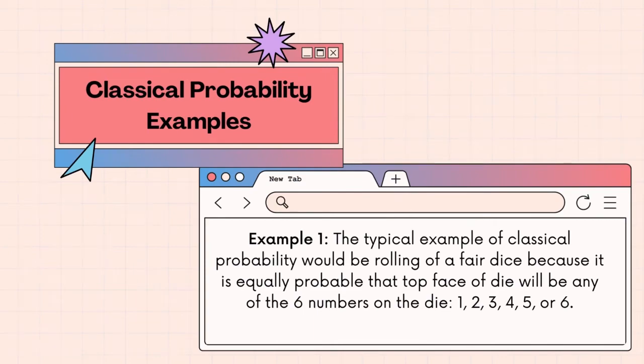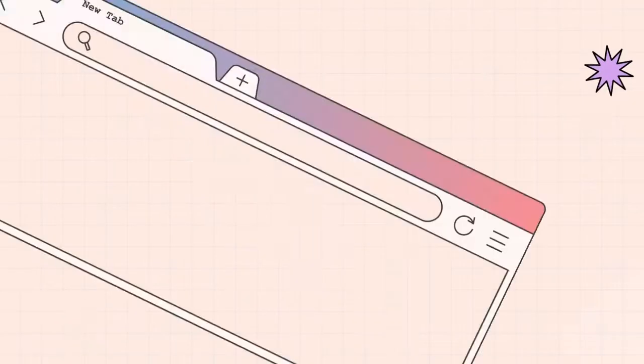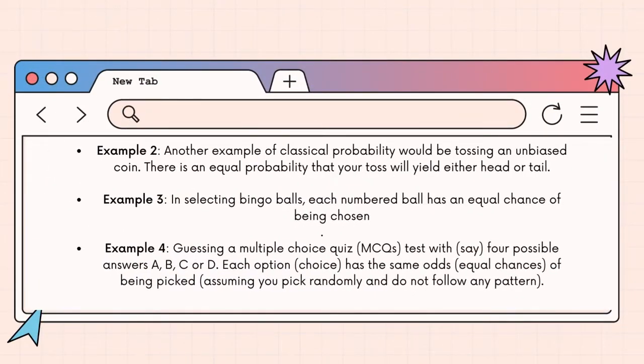And next is classical probability examples. For the first example, the typical example of classical probability would be rolling a fair die, because it is equally probable that the top face of the die will be any of the 6 numbers on the die: 1, 2, 3, 4, 5, or 6. The second example is tossing an unbiased coin. There is an equal probability that your toss will yield either head or tail.